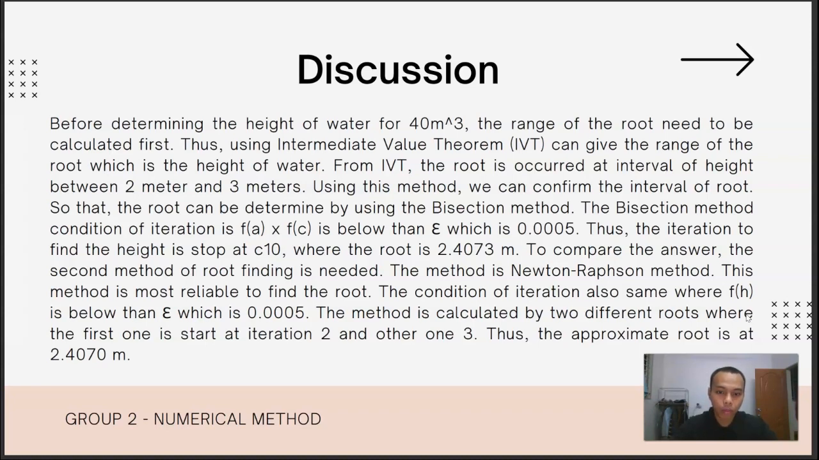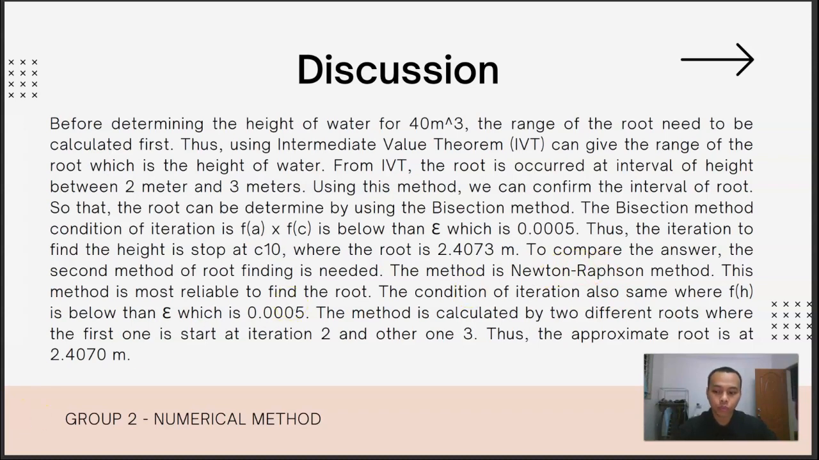From the bisection method, we use the epsilon to complete our iteration. Our iteration stopped at C10 where the root is 2.4070. For the Newton-Raphson iteration, we also use the same condition where the iteration stops at 0.005, which gives 2.407 as the root. So we got two values to compare. I think that's all for me.